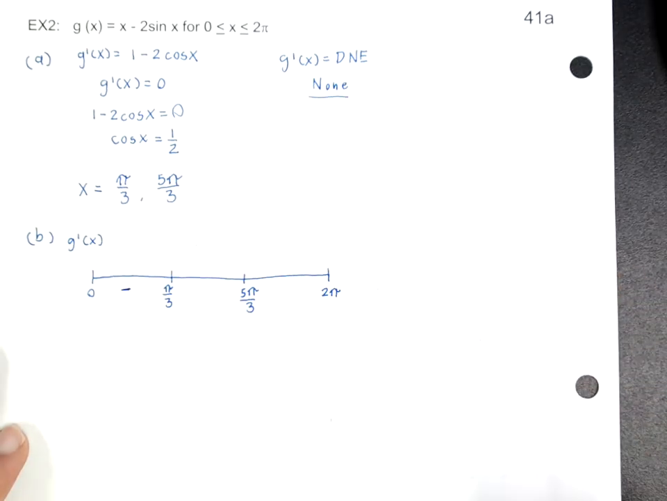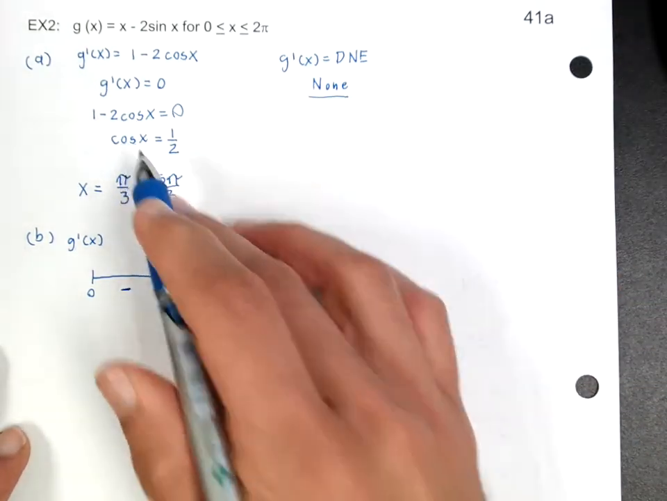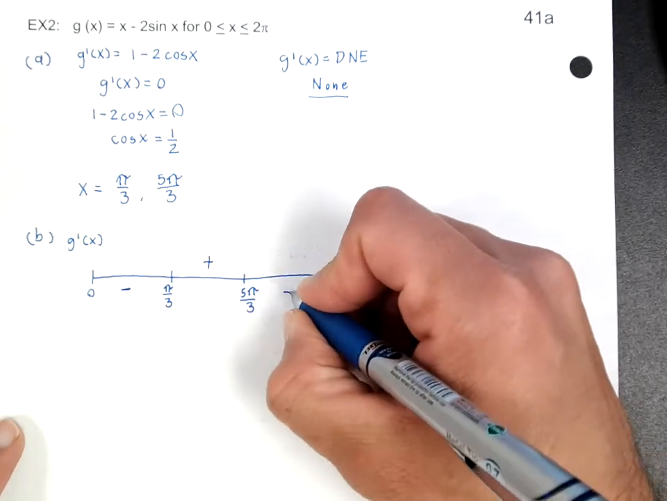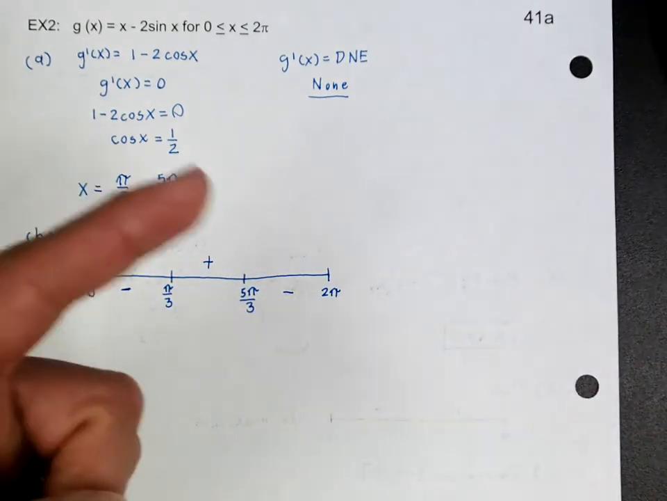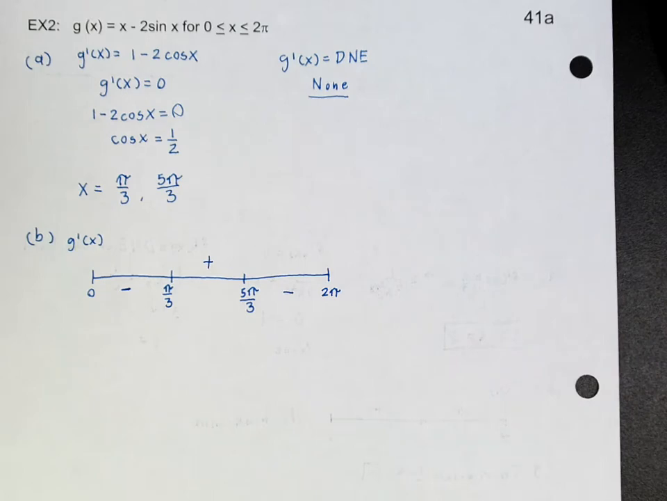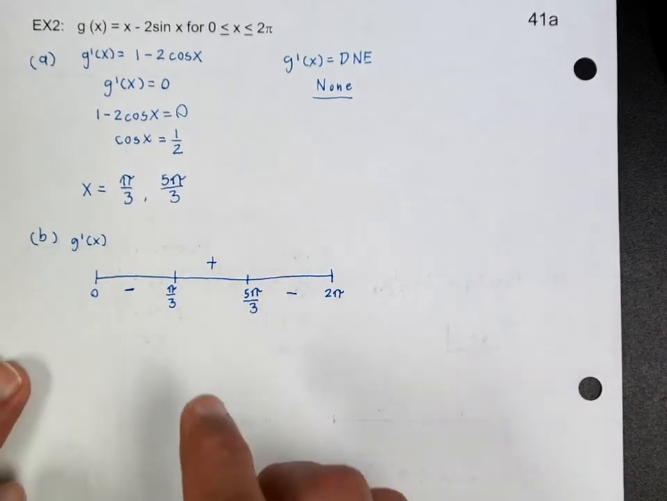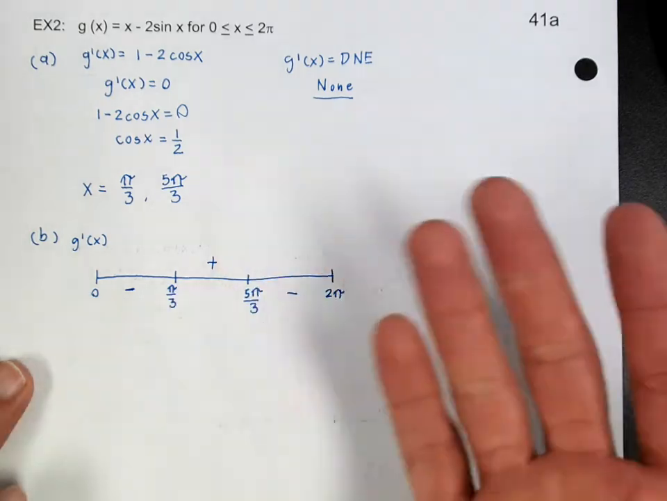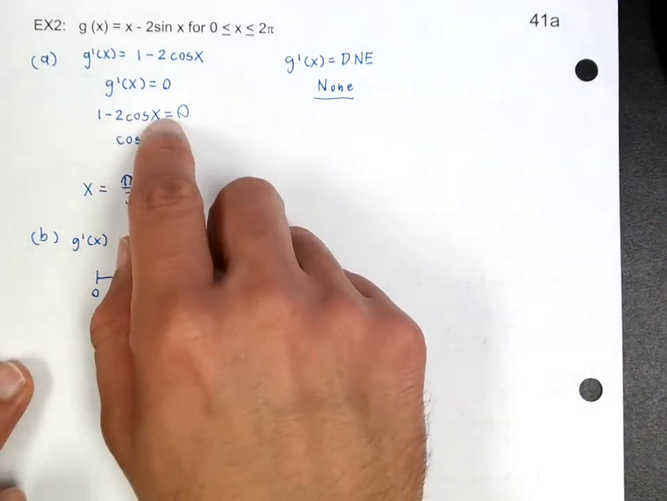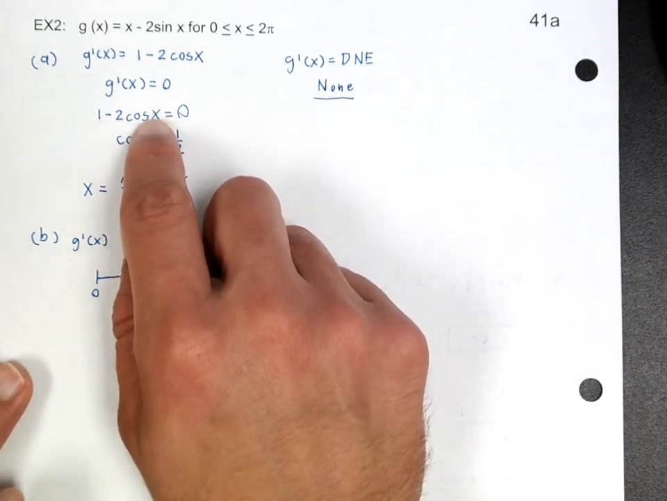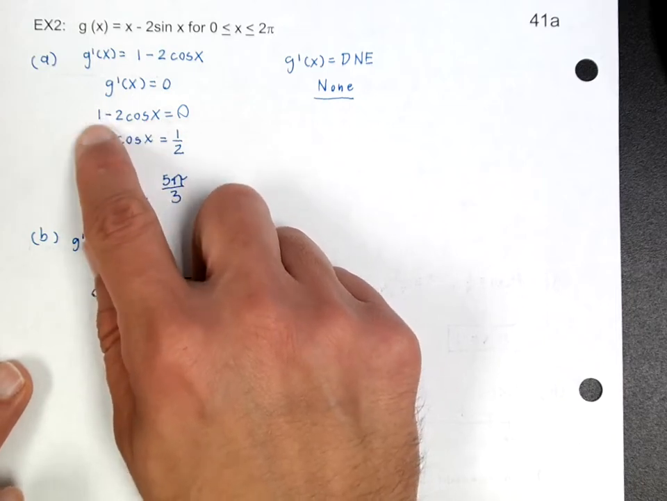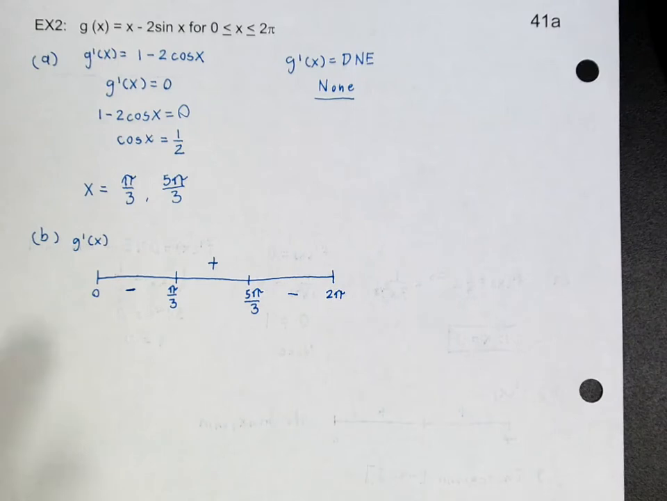Now once you figure that out, look at it. This is a cosine function. What do you think it's going to do? It's going to have maximums and minimums, going up and down, up and down. Even if you didn't know that, pick a point between pi over 3 and 5 pi over 3, such as pi. If you plug in pi here, cosine of pi is negative 1. Negative 1 times negative 2 is positive 2. 2 plus 1 is 3, so that will make that a positive.